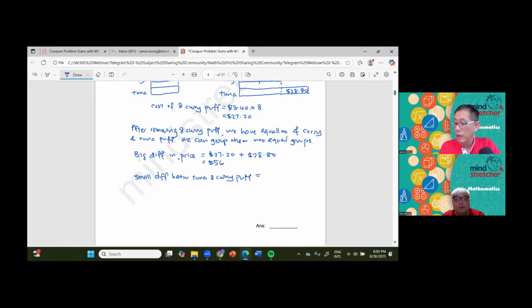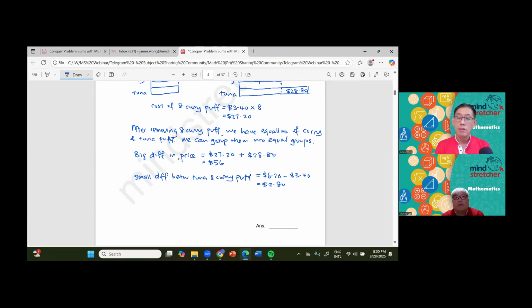So the small difference is the cost of one tuna puff minus the cost of one curry puff. So this will be equal to $2.80. Now, I'm going to explain to everyone why I want to do this.